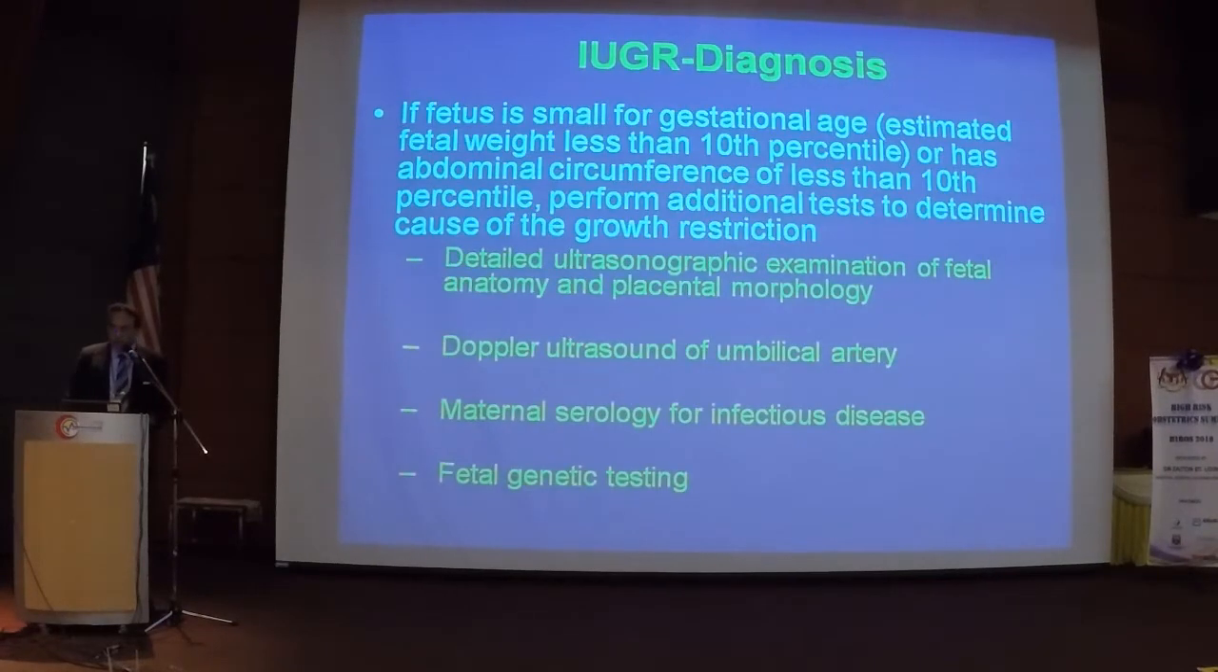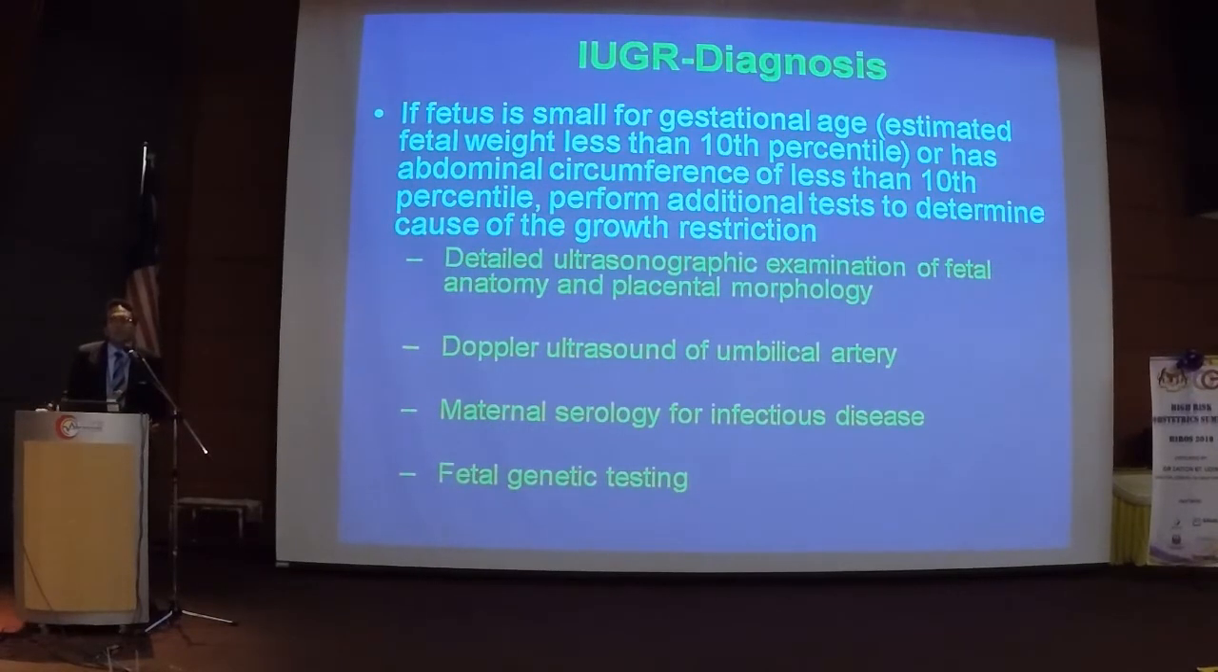So when you do an ultrasound and the patient comes to you, you are already thinking about that. The baby is looking small and so on. You do a scan, you estimate the fetal weight less than 10th centile, and the abdominal circumference also less than 10th centile. So what do you want to do after that? You need to do a proper ultrasound to see whether the fetal anatomy or the placental morphology is normal or not. So you do a detailed scan.